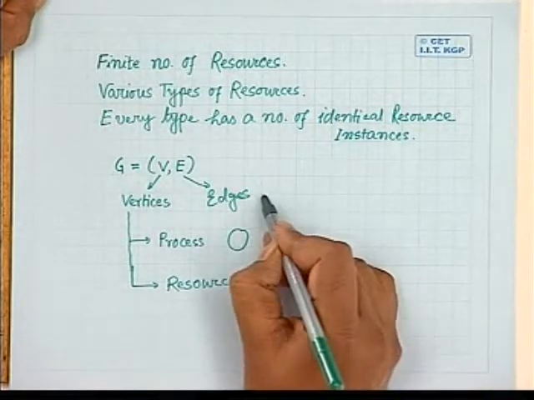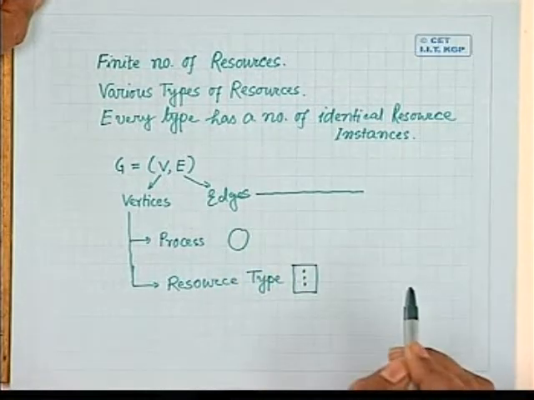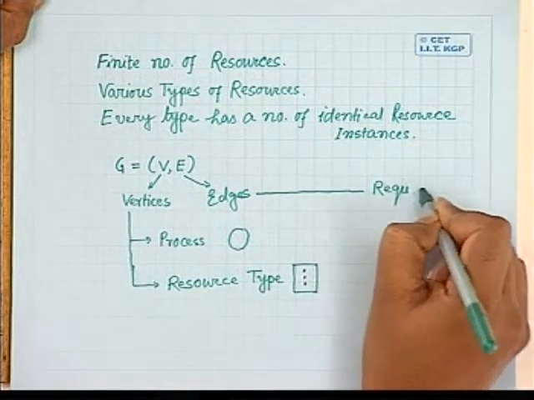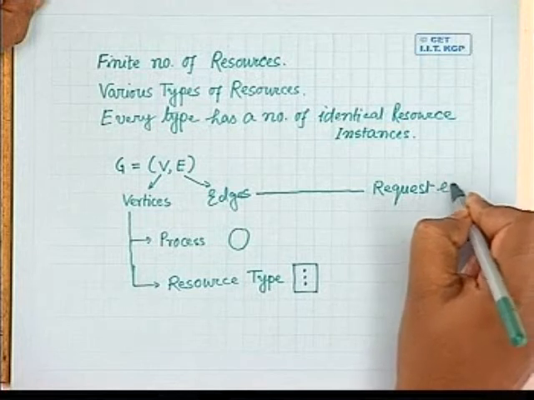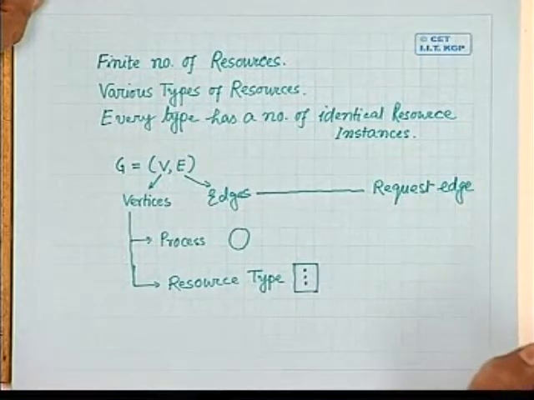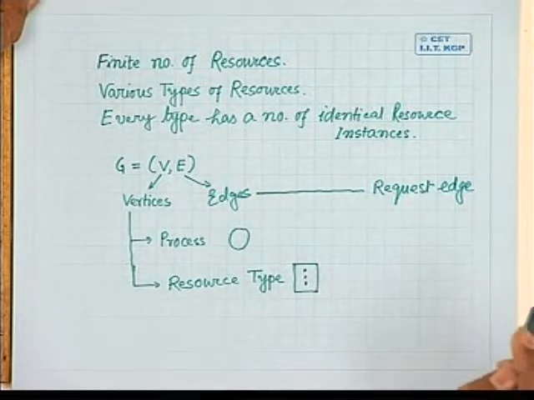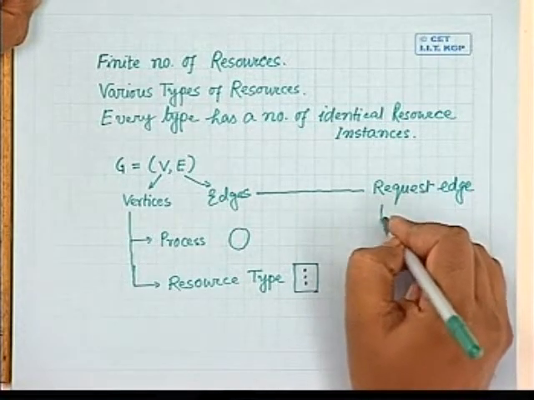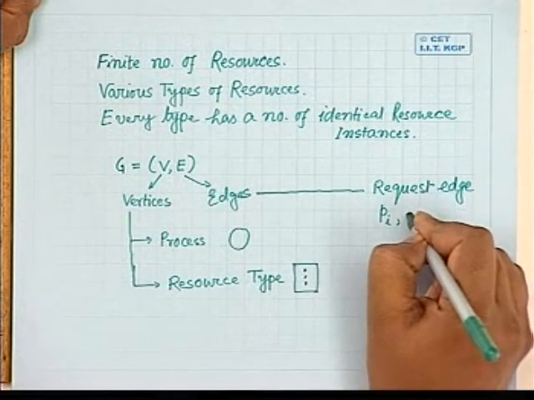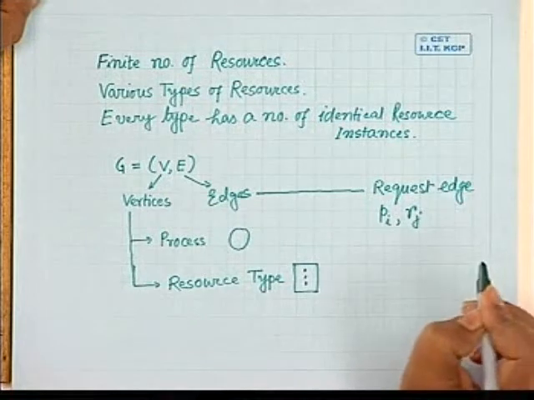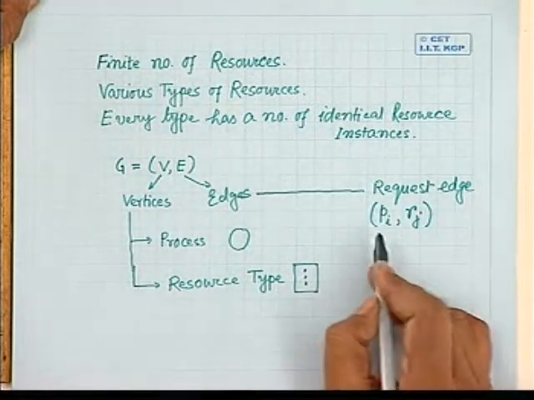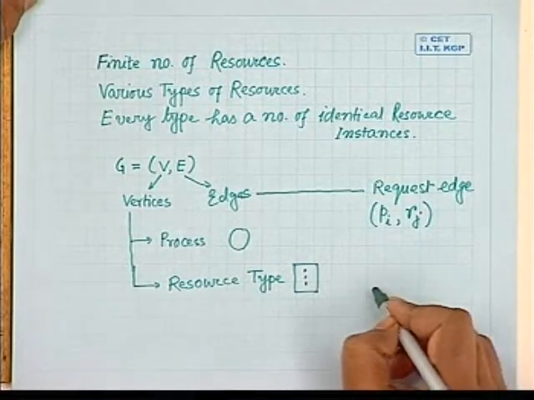Okay. Similarly, for edges, we will have 2 kinds of edges. One we will call a request edge, that is, whenever a process requests a resource, we will make a request edge. Okay. And a request edge is of the form: a process Pi requesting an instance of resource type Rj. So we make a request edge starting from process Pi to resource type Rj.